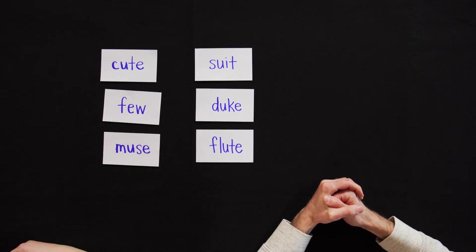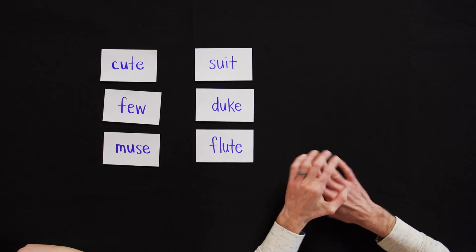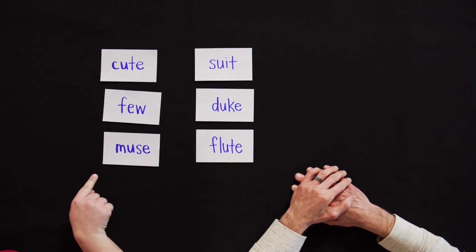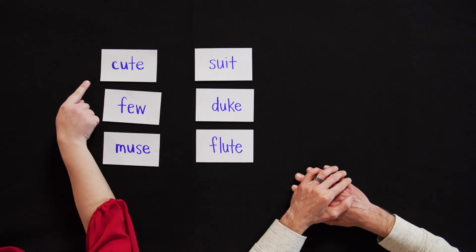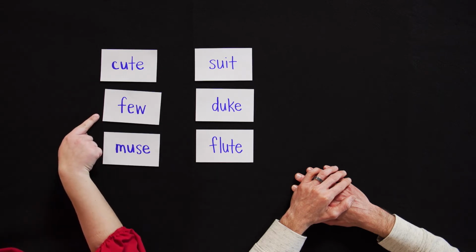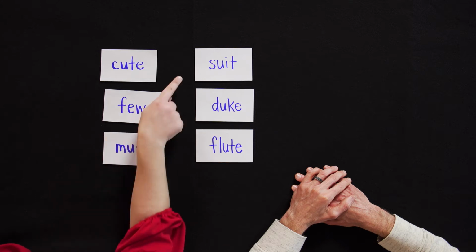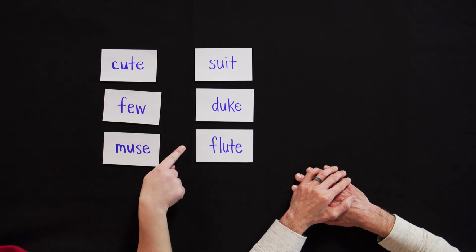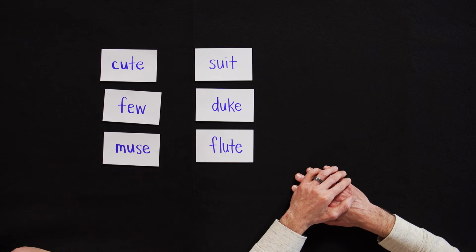Let's see. They all have one syllable, so that can't be something that distinguishes the columns. I'm thinking about the vowels. They all have the long U sound, oo. Oh wait, the first group have y-oo as the vowel: k-yoot, f-yoo, m-yooz. And then the second group has the more pure oo without the y at the front: s-oot, d-ook, f-oot. Great analysis.